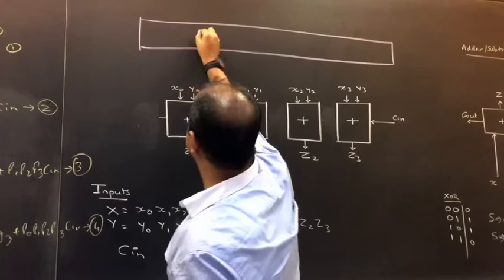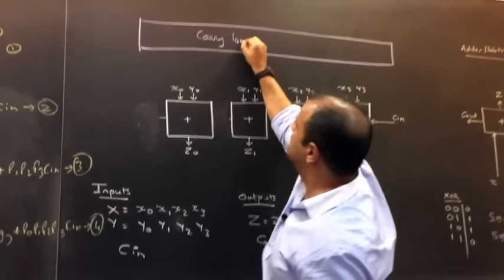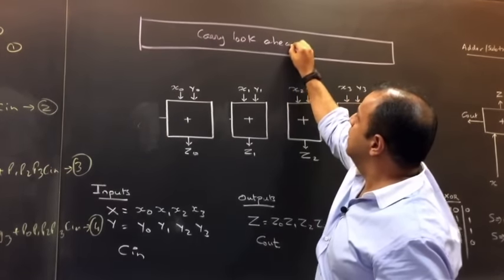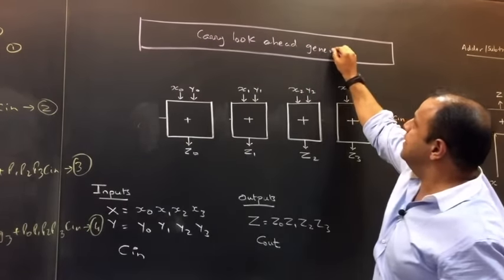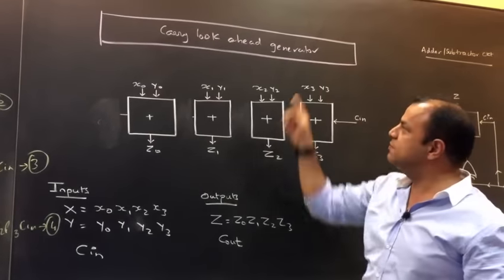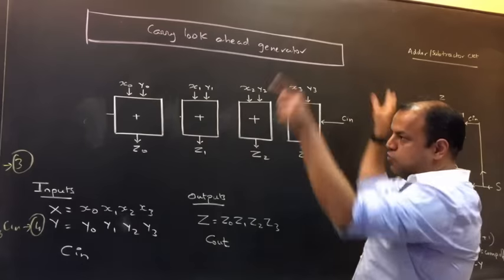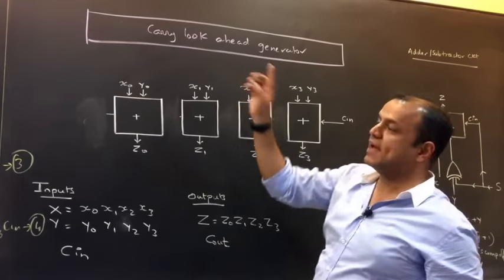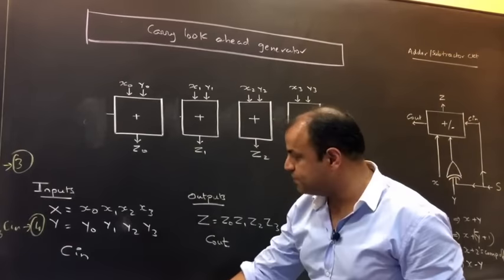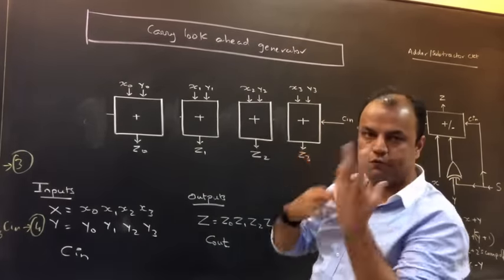This is called carry look ahead generator. Okay, people word it wrong. People say this is carry look ahead adder. If this is carry look ahead adder, then what are these? This whole thing is carry look ahead adder. This is just a carry look ahead generator. What will this produce? This will produce your 4 carries.